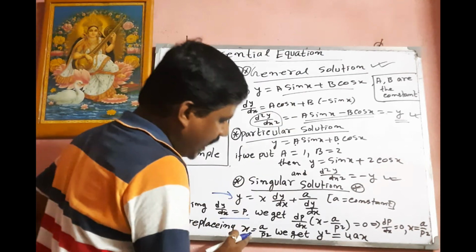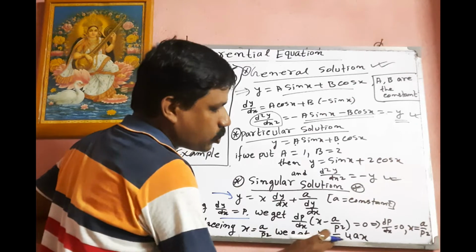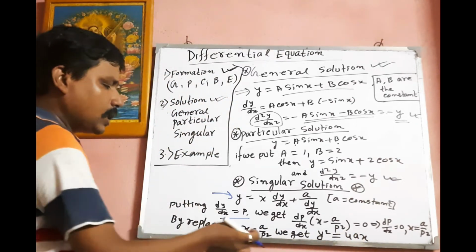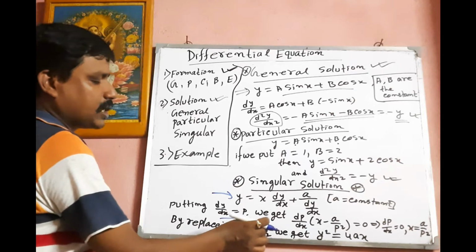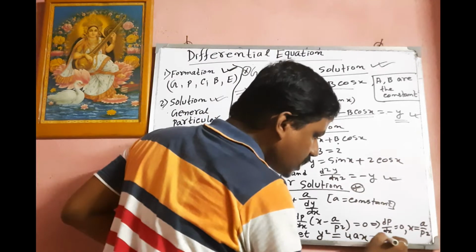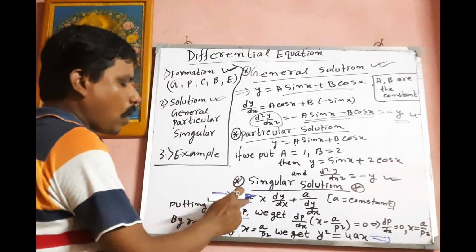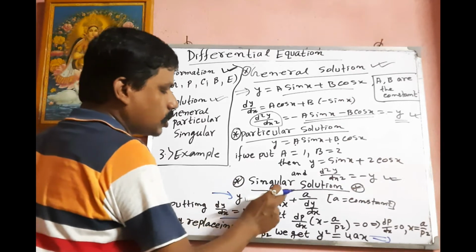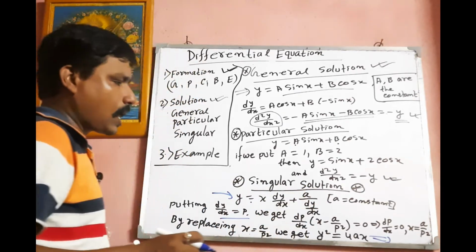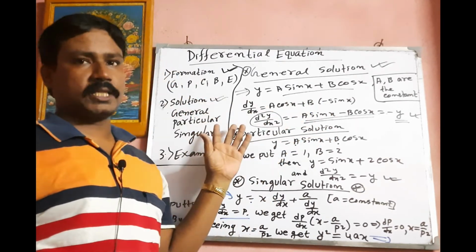Now replacing x as a/p², we get y² is equal to 4ax after calculating and putting x equal to a/p². So this is the singular solution of the given equation y is equal to x dy/dx plus a divided by dy/dx. This is the complete solutions section.